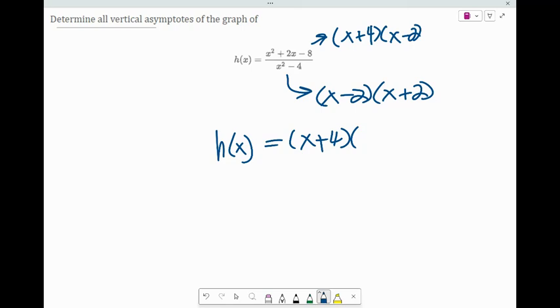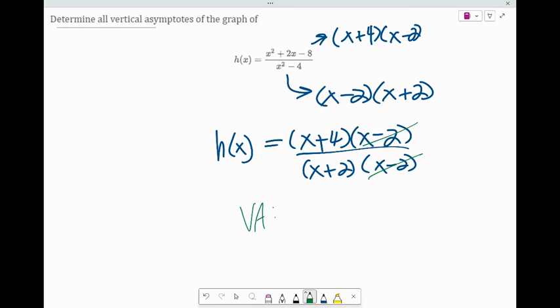And if we write h of x in its factored form, it turns out that we don't have two vertical asymptotes. While there are two numbers for which h of x is not defined, one of them, as we learned before, is a removable point of discontinuity. So in this case, we would say the vertical asymptote is just x equals -2.